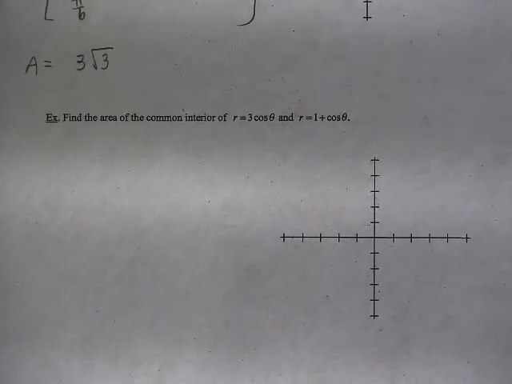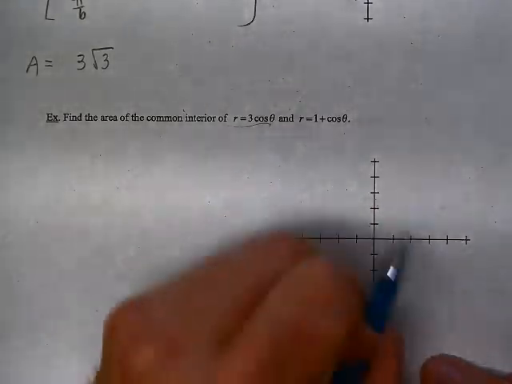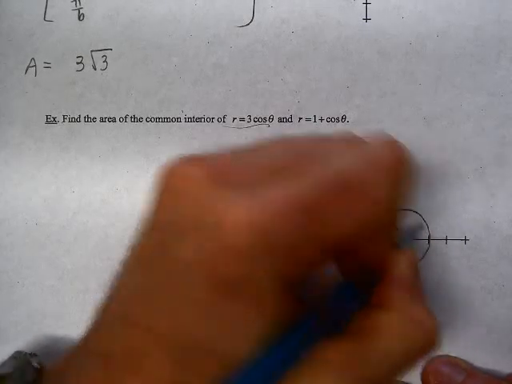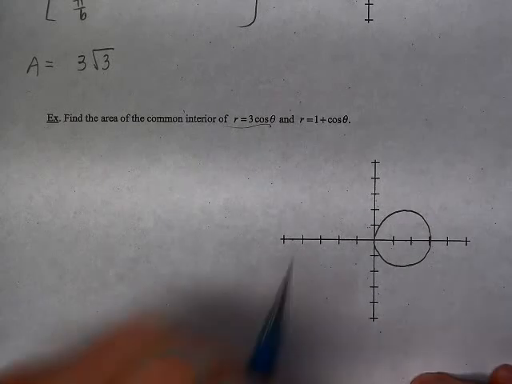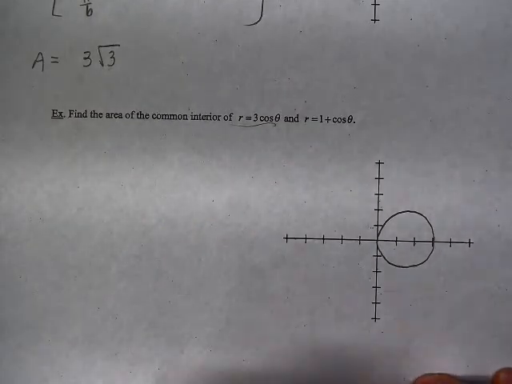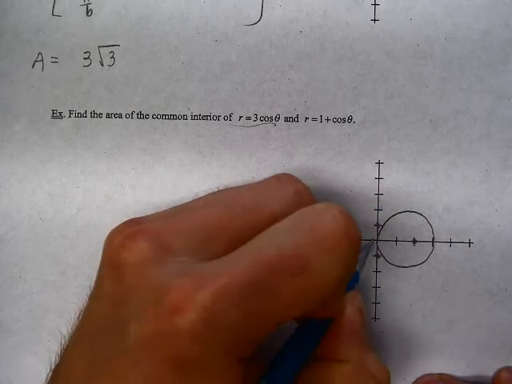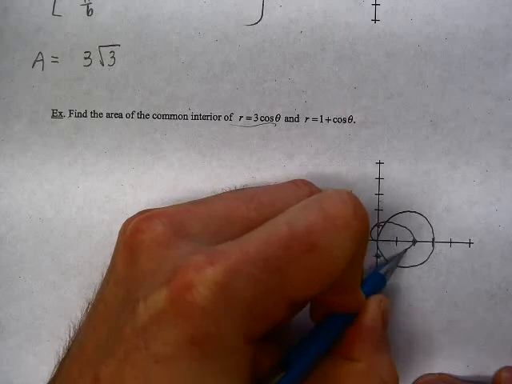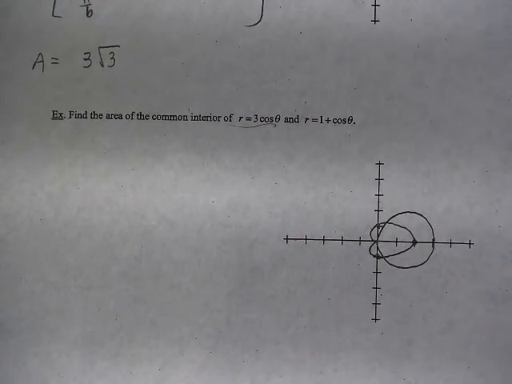Last example, they ask us for the common interior of these two shapes. So again, we have to draw the shape. So we have 3 cosine theta as a circle with radius 3. Here we have 1 plus cosine theta, so that's going to give us a shape like that.